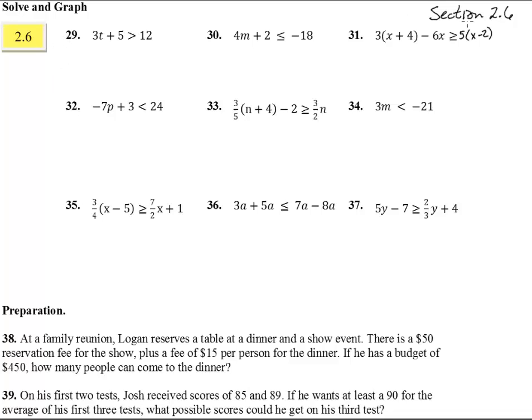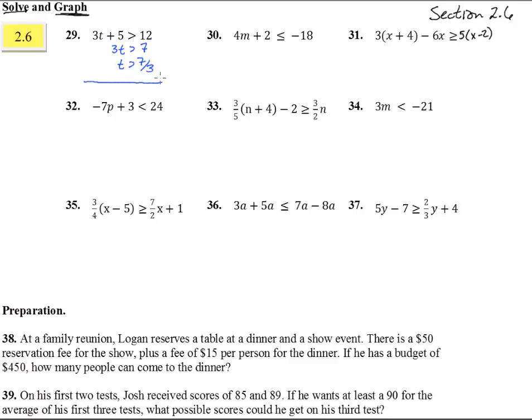Here in section 2.6, numbers 29 through 39, we are going to solve and graph these. So we're going to solve it just like normal. Subtract 5 and you get 3t is greater than 7. Divide by 3 and you get t is bigger than 7/3.